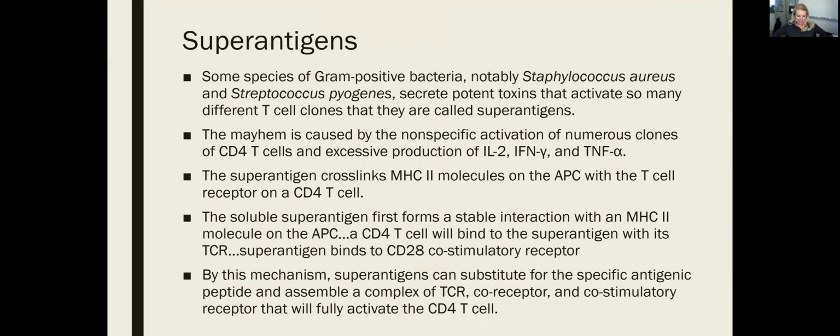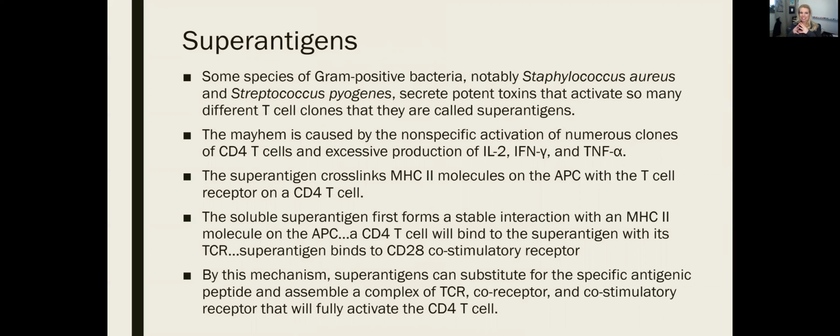One thing that we need to mention is this idea of superantigens. So we know what an antigen is. It's going to be anything that can elicit an antibody response. So it's recognized, it can be self or non-self, but if it is something that can be recognized by an antibody.